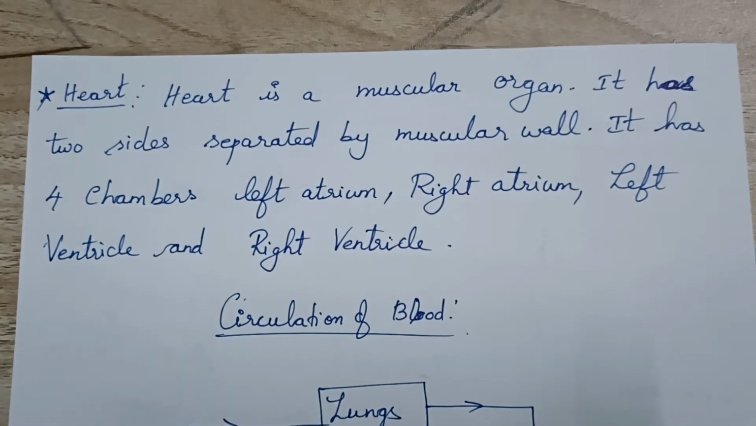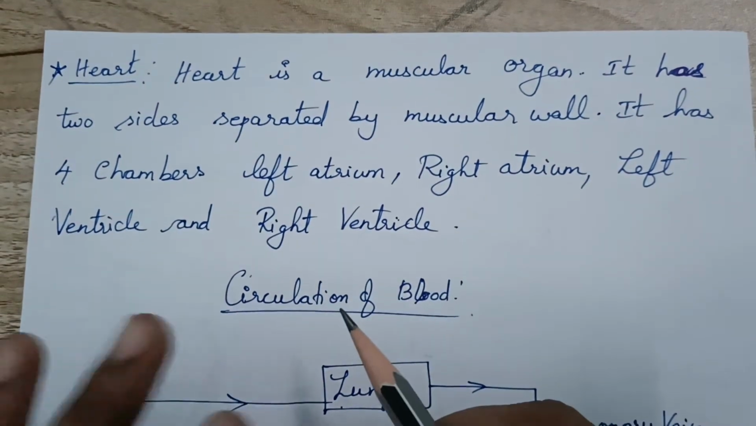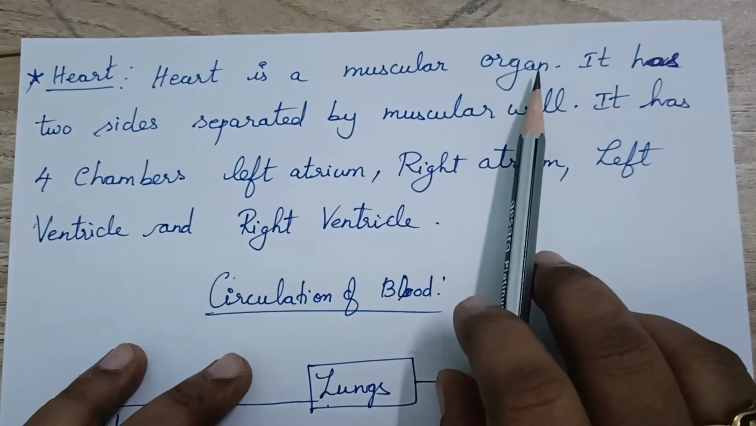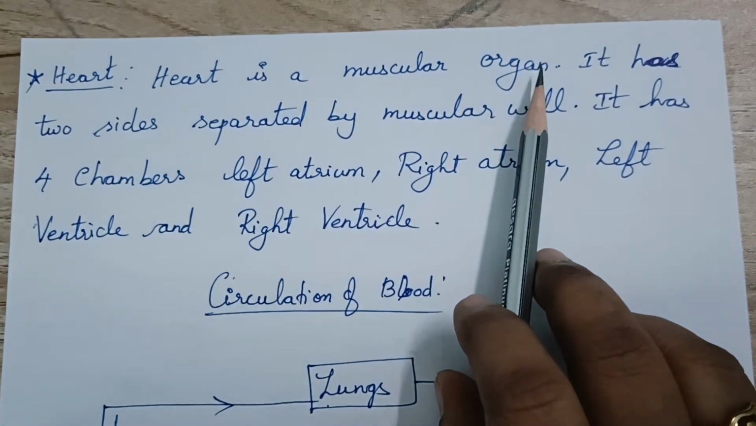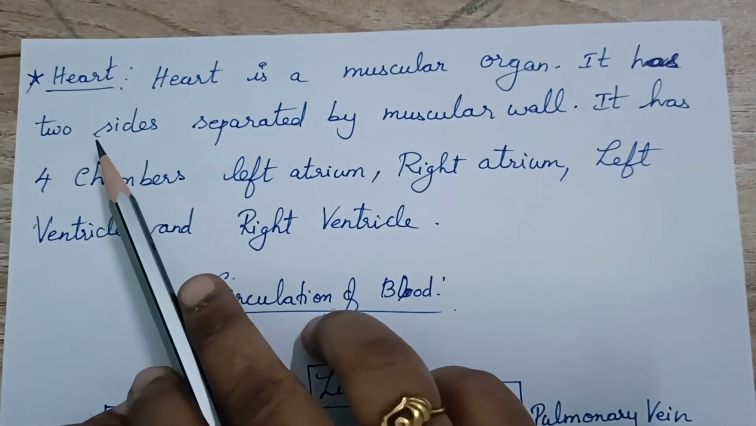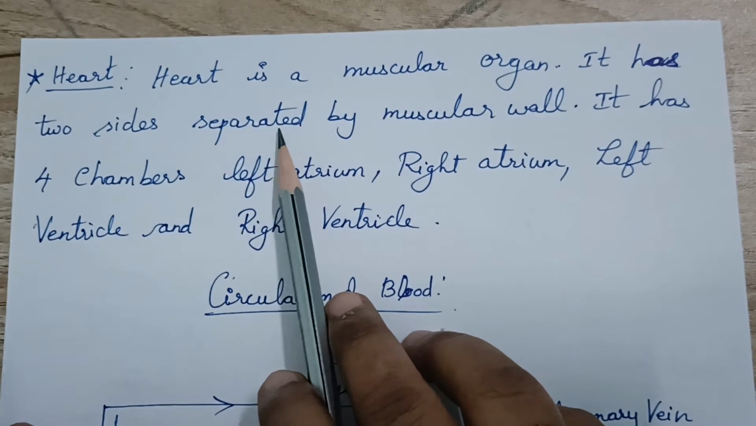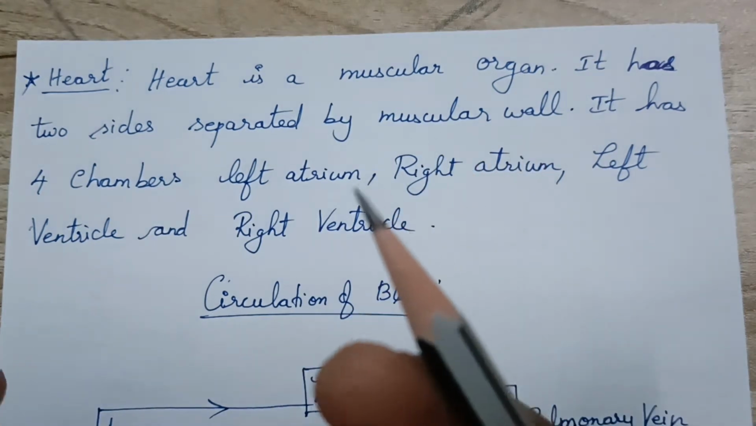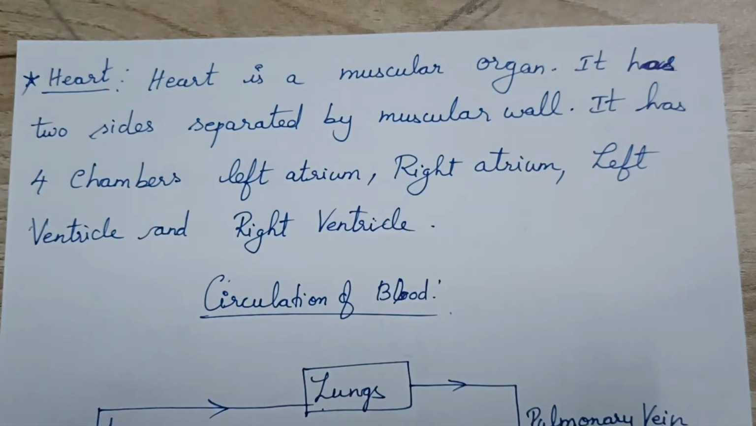You know that in lower classes, in ninth standard, you studied that the heart is a muscular organ. It is made up of cardiac muscle. It has two sides separated by a muscular wall. So how many sides? Two sides. The heart is a muscular thing.